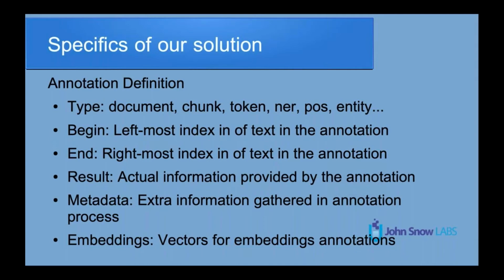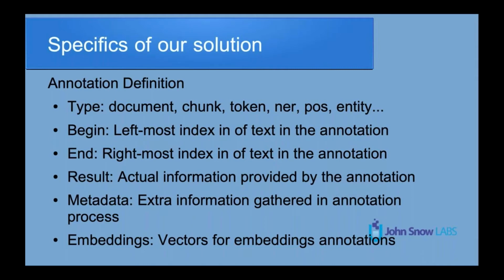We also have begin and end attributes, mainly the indexes of whatever content the annotation is referring to, then the actual result of the annotation, and then a metadata field. The metadata field basically gathers information that we have calculated doing the annotation, and we just present it to the user. And at the end, at least for the embeddings-based annotators, we have an embeddings attribute, which is a vector of floats, basically saying what is the embeddings of the given text, starting in begin and finishing in end.